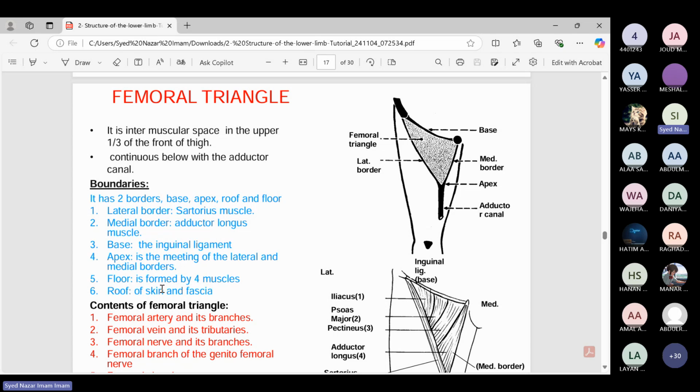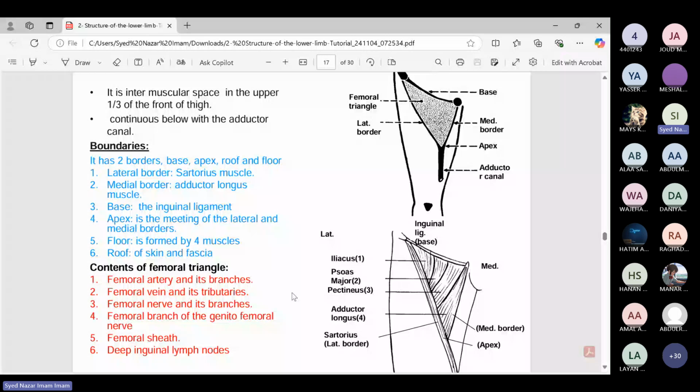Remember, the floor is formed by four muscles. These are the muscles: iliacus, and this is psoas major. Then we have the pectineus and the adductor longus. These four muscles are forming the floor. Once we have asked this question, the muscles which form the floor of the femoral triangle.